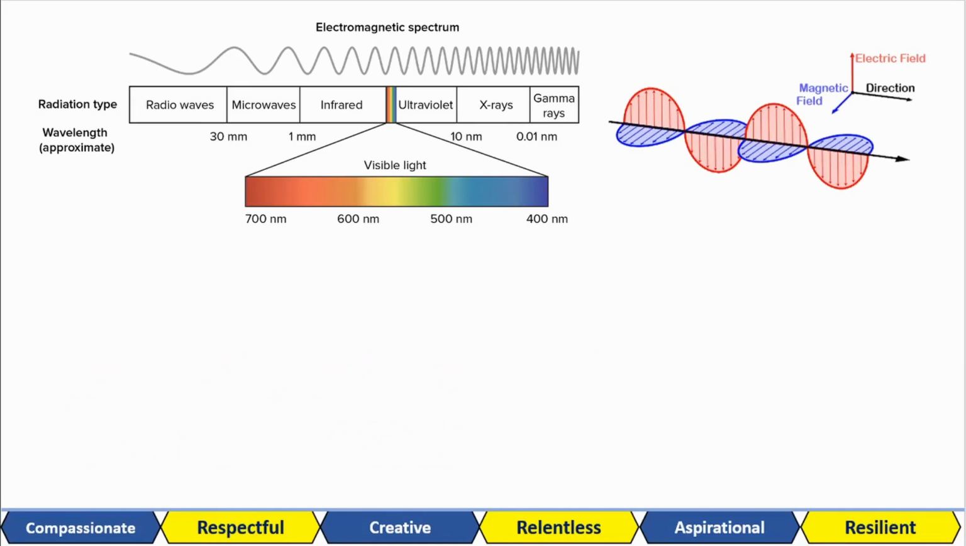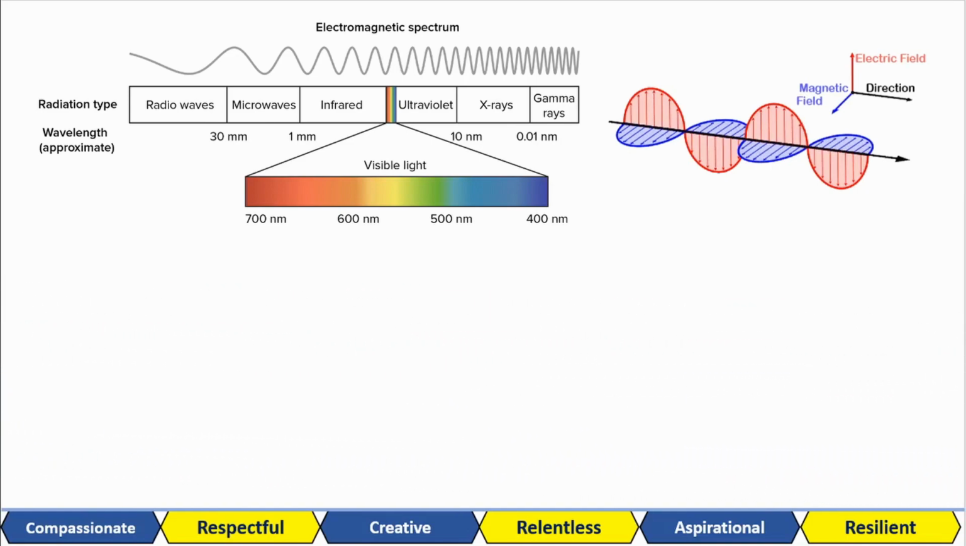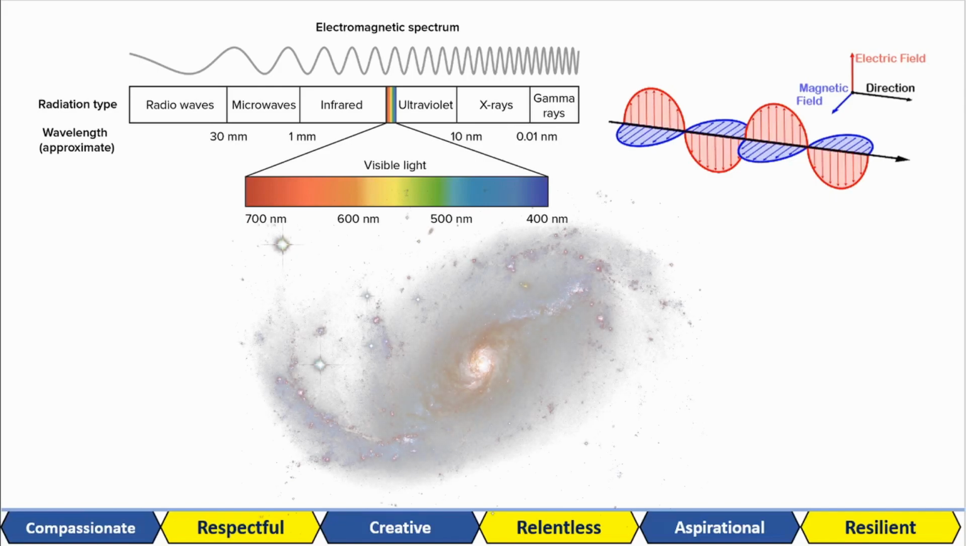EM waves are able to travel through the vacuum of space, which is why we can see light from distant galaxies that existed billions of years ago. More on that in a future video.